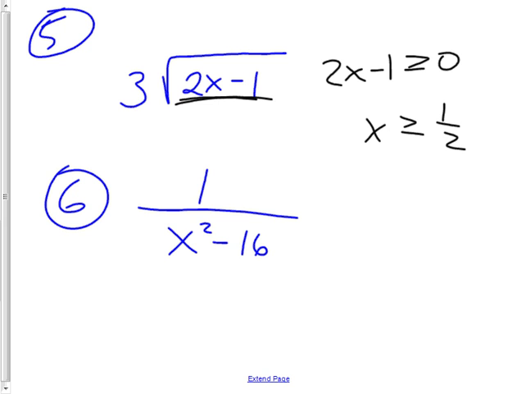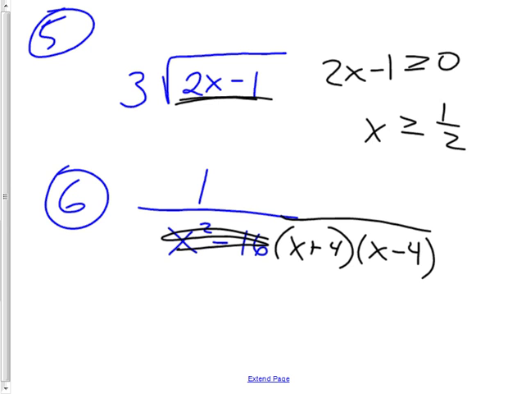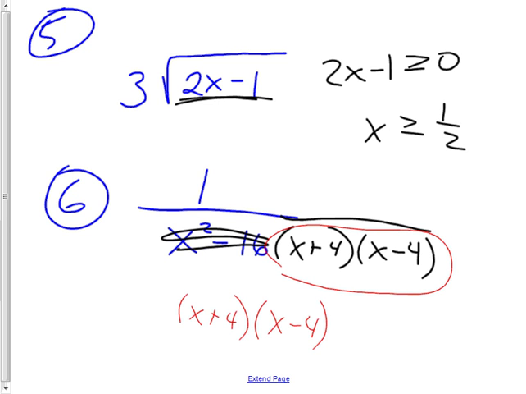Remember, I said if you can factor it, you should. X squared minus 16 is x plus 4 and x minus 4. So there's 2 things on the bottom that could cause me problems. Do you get that if the bottom is 4 or the bottom is negative 4, either way? So you take the denominator and you set it not equal to 0. You say x plus 4 and x minus 4, that's my denominator, not equal to 0.